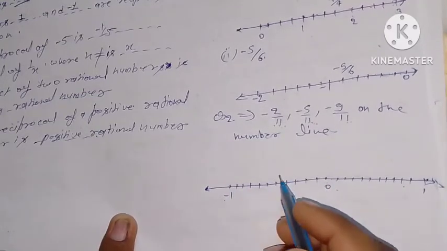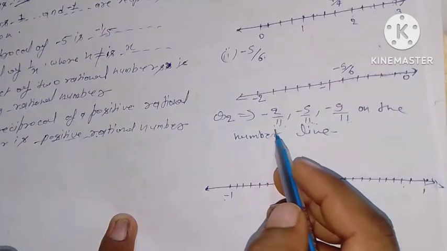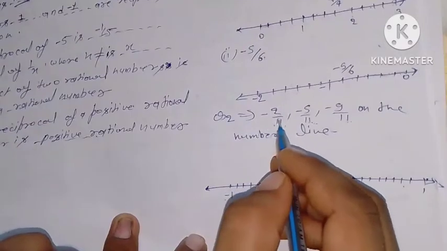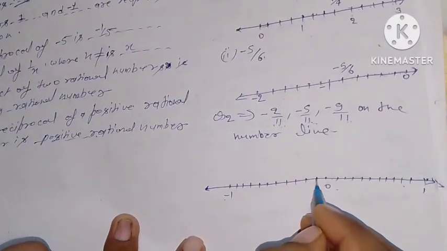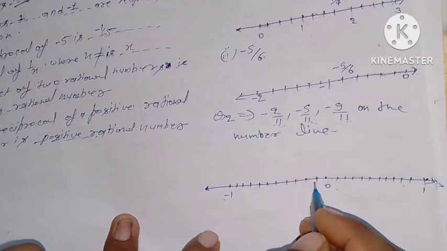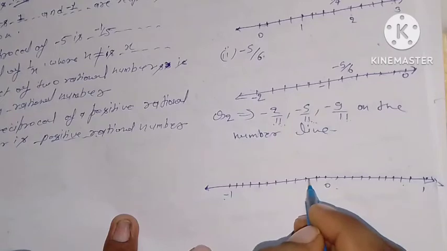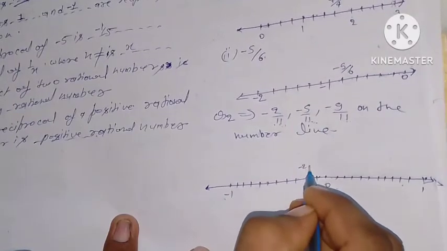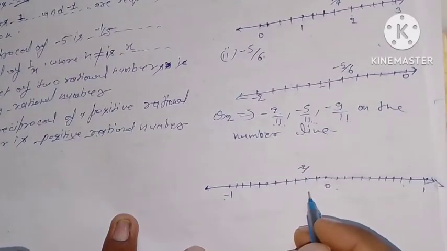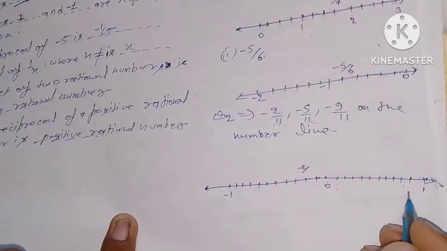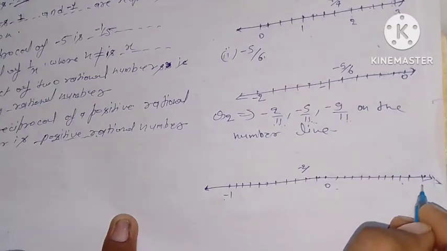But we will draw the number minus 2 upon 11 on the number line. Then the value is minus 1, then 1 part, 2 parts, minus 2 parts upon... sorry.